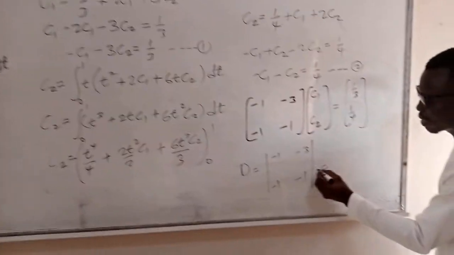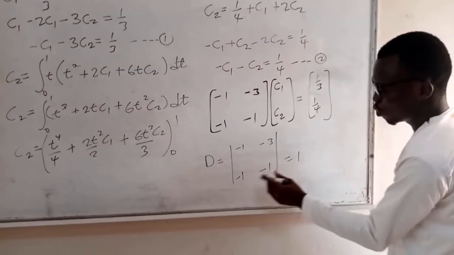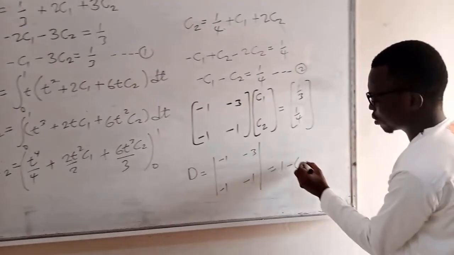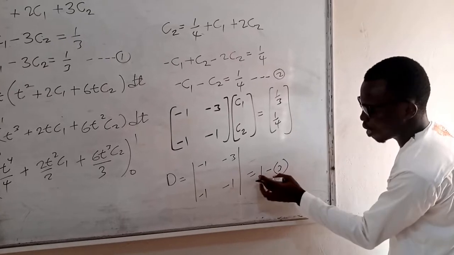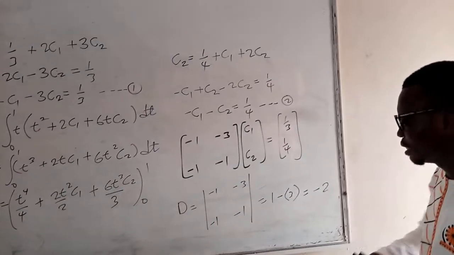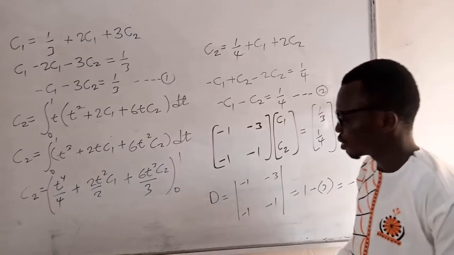Which will be the same as negative 1 times negative 1, giving me 1. So minus, into bracket, negative 1 times negative 3 will give me 3. So 1 minus 3 is the same as what? Minus 2. So my d is minus 2.